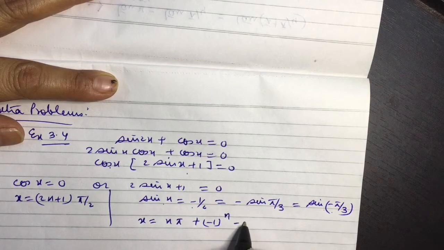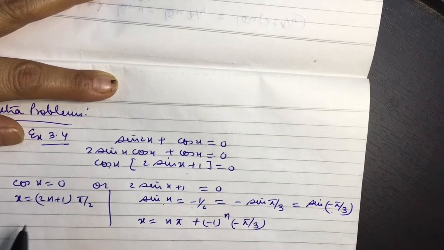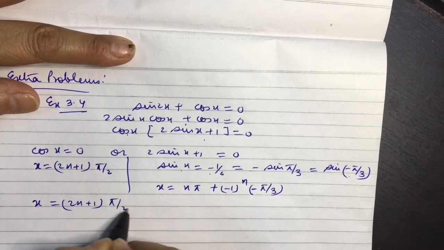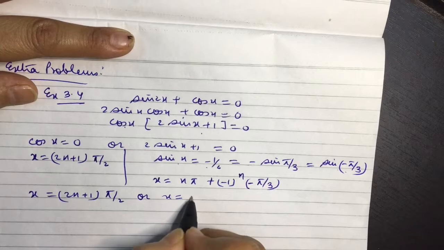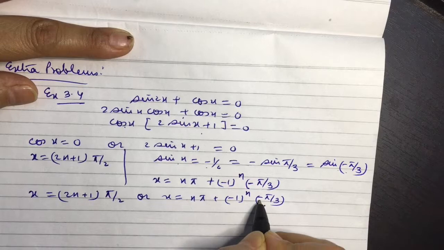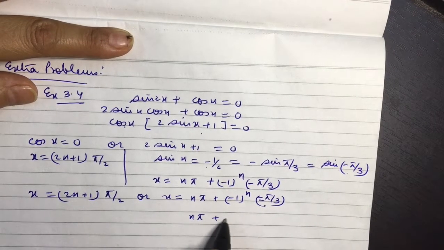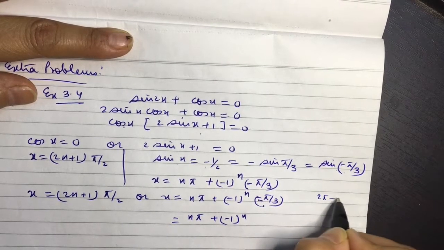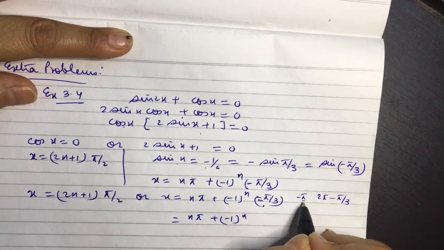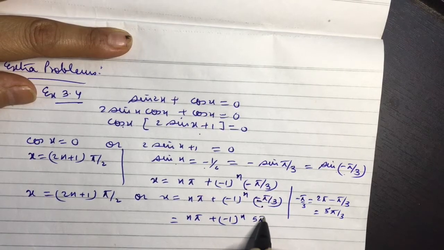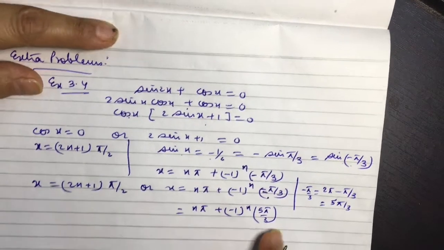Now here this is minus pi by 3. So we get the result as x is equal to (2n plus 1) pi by 2, or x is equal to n pi plus minus 1 raised to n times minus pi by 3. Here instead I could have written it as minus 1 raised to n, 2 pi minus pi by 3. 2 pi minus pi by 3 will be equal to what? 6 pi minus pi, that is 5 pi by 3. I could have also written it as 5 pi by 3. So both are the same results.